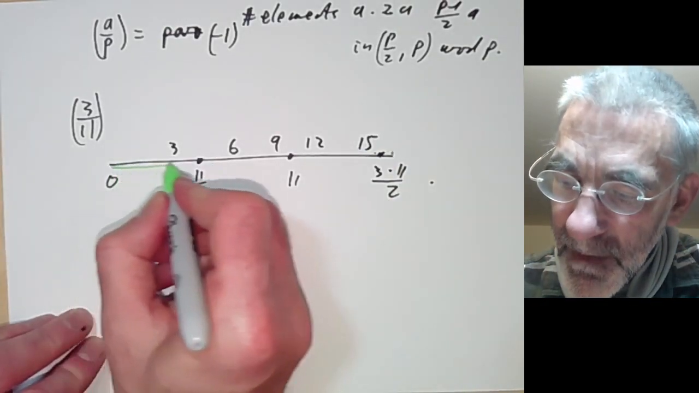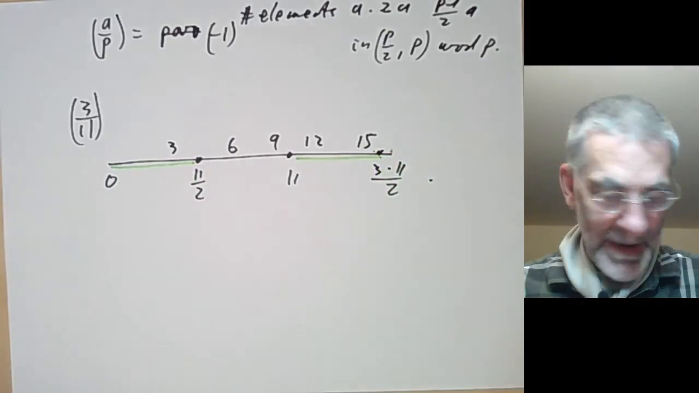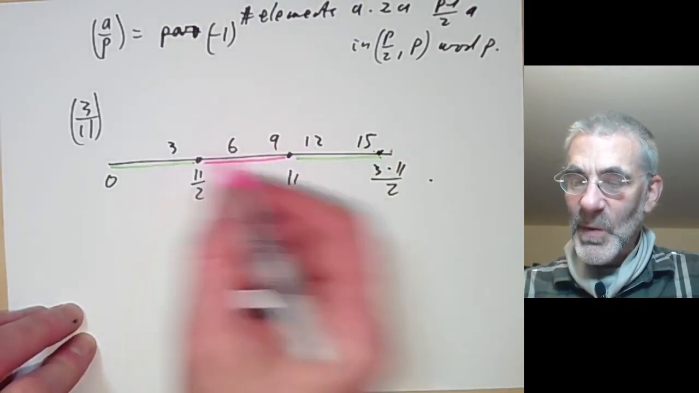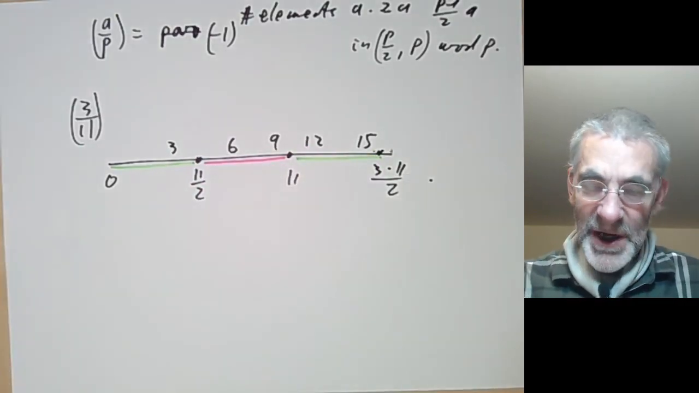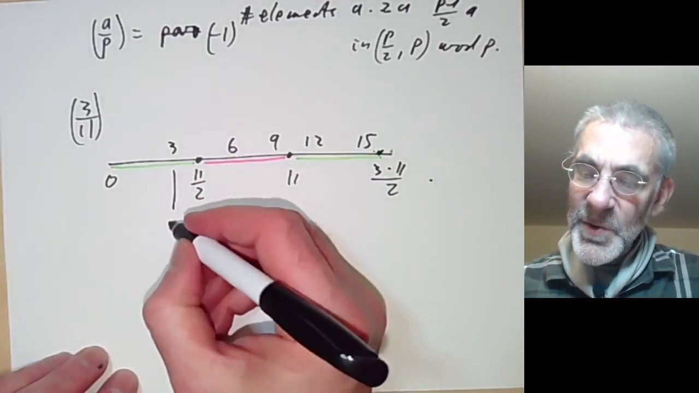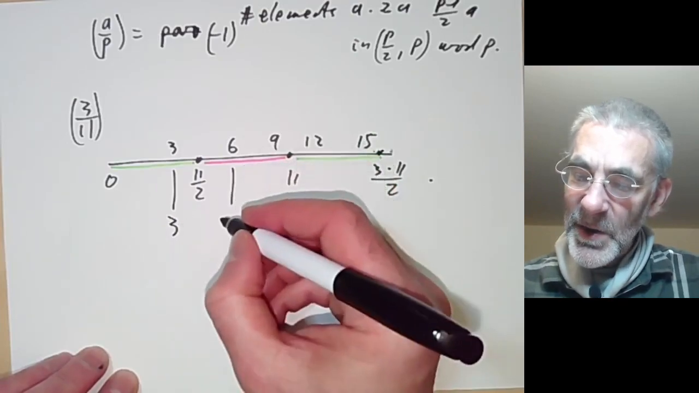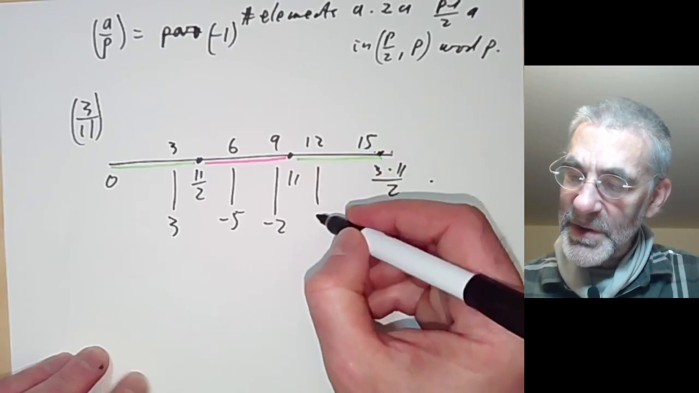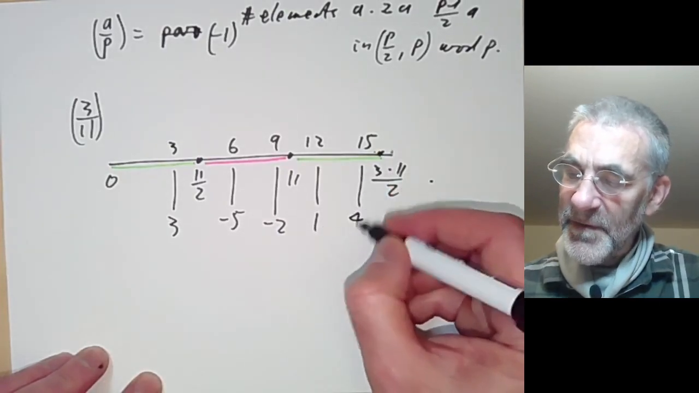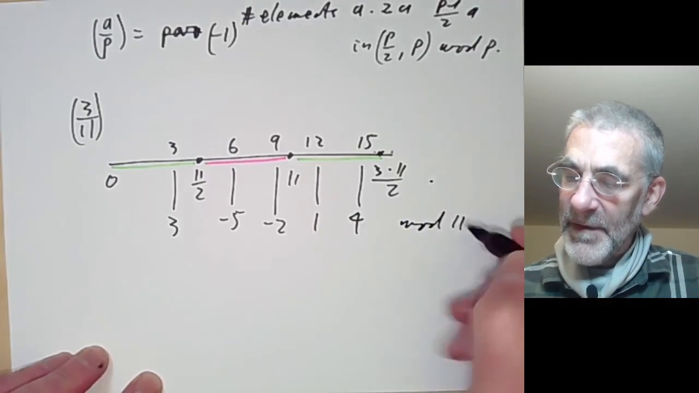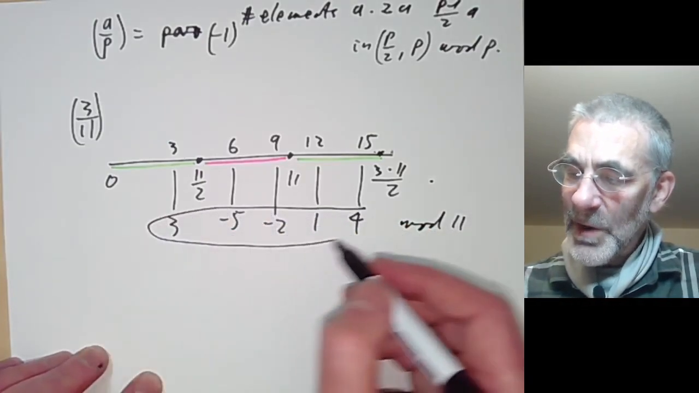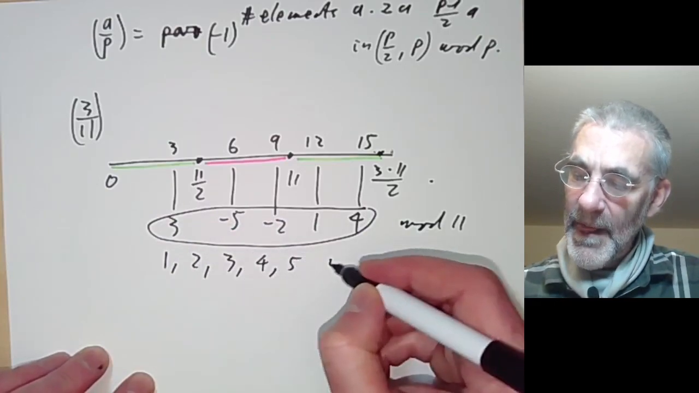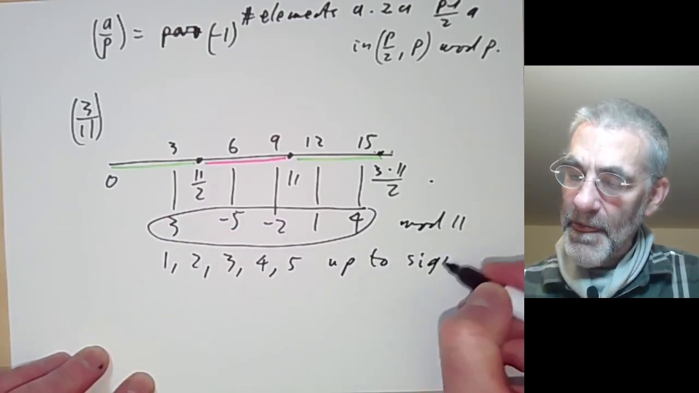Now I'm going to colour these intervals green and red. So the green intervals are the good intervals and the red ones are the bad ones where you have to change signs. So 3 is congruent to 3, 6 is congruent to -5, 9 is congruent to -2, 12 is congruent to 1, and 15 is congruent to 4 modulo 11. And so what you see is these are the numbers 1, 2, 3, 4, and 5 up to sign.